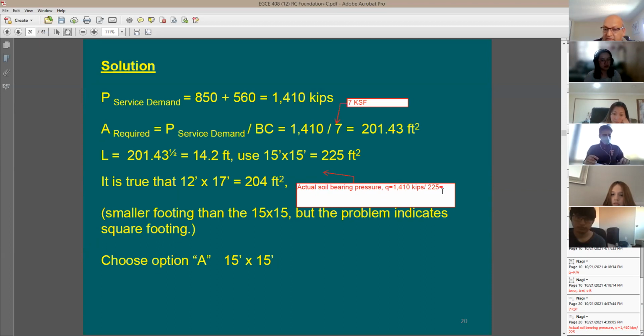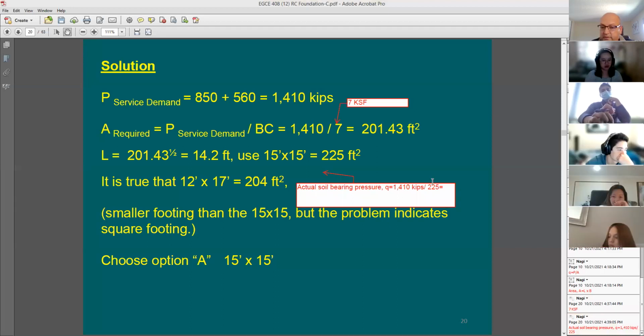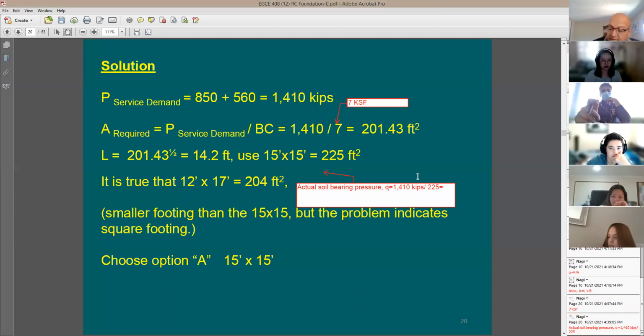When you take 1410 divided by 225, 6.27. How much? 6.27. I cannot hear you, I'm sorry. 6.27. Okay, 6.27. Very good, thank you. What units? Anyone knows what units?